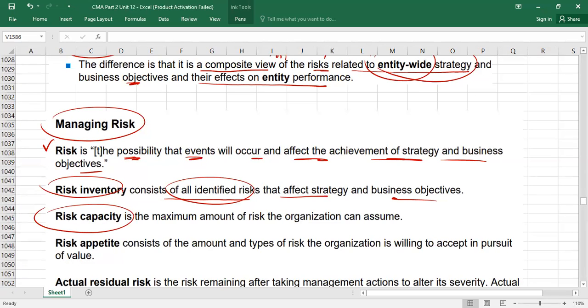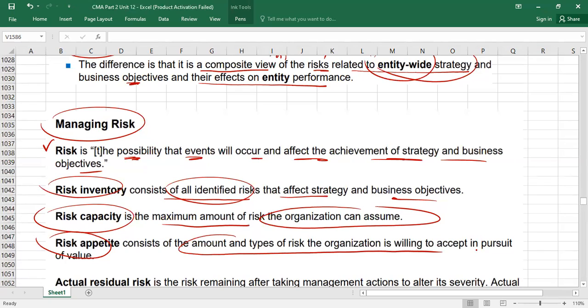Then we have risk capacity. I told you previously about risk appetite, right? Risk capacity is the maximum amount of risk that an organization can assume, like how much maximum risk you can take. That is called risk capacity. Then what is risk appetite? Risk appetite means how much amount and type of risk you are willing to accept. For example, you can maybe gamble on $1 billion, but right now you can take risk only up to $1 million. So capacity may be 1 billion, but how much risk you are willing to accept is the $1 million. This is called risk appetite.